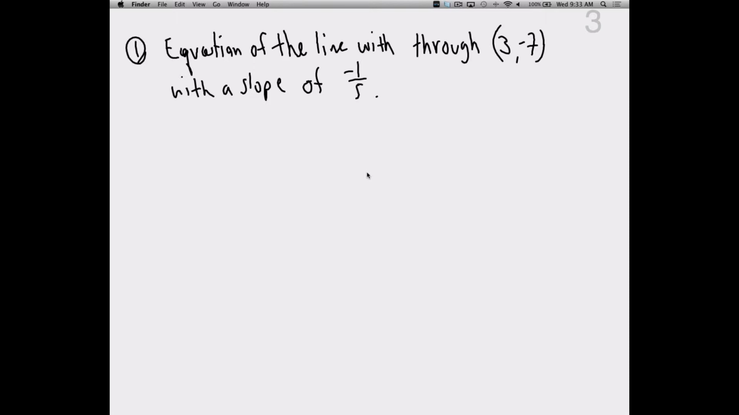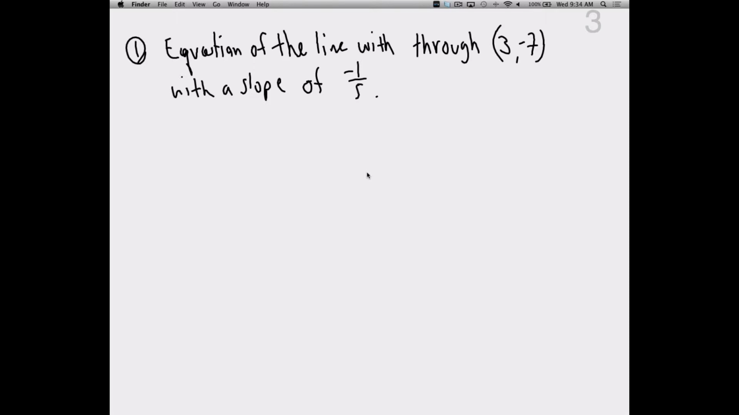Point-slope, because what information do we have? A point and a slope. The other nice thing about point-slope, if you're hesitant to use it, is that it's very easy to convert from point-slope to slope-intercept. It's not so easy to go from slope-intercept to point-slope form.